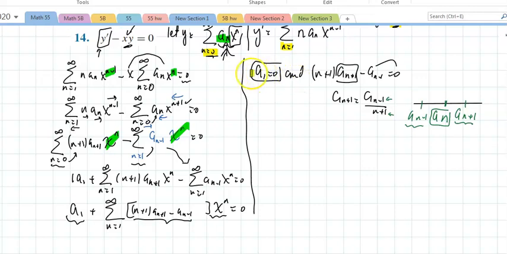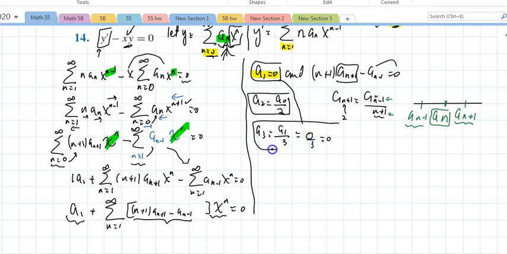And I already started with a sub 1 equals 0. Well, let's see. If I go for a sub 2, that means you put a 1 right there, right? That's a sub 0 divided by 2. Well, got it. Very good. How about a sub 3? A sub 3, that means you put a 2 there. That's a sub 1 divided by 3. But a sub 1 is 0. So that's 0 over 3. That's really 0. Very good.